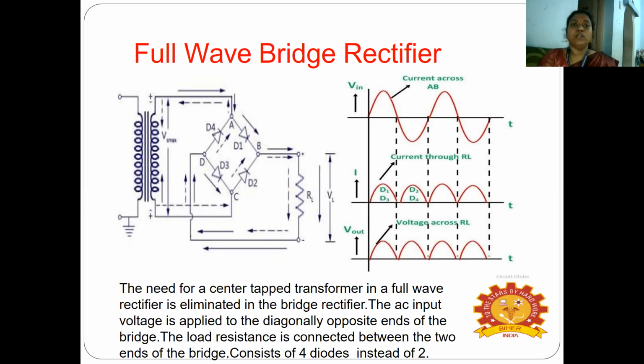So finally, we come to the full wave bridge rectifier. We have studied two types of full wave rectifier: one using a center tapped transformer, and another one is a bridge rectifier. You can see a bridge rectifier here. Actually, we will use a transformer, but the center tapped transformer is eliminated in the bridge rectifier. You can see here you have 4 diodes D1, D2, D3, D4.